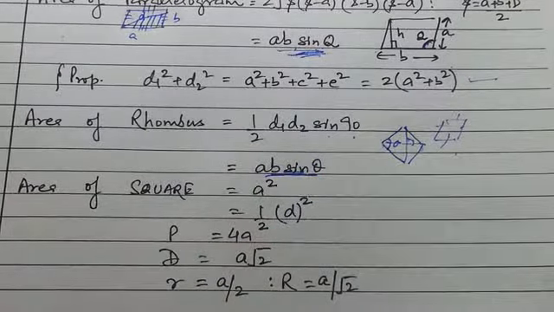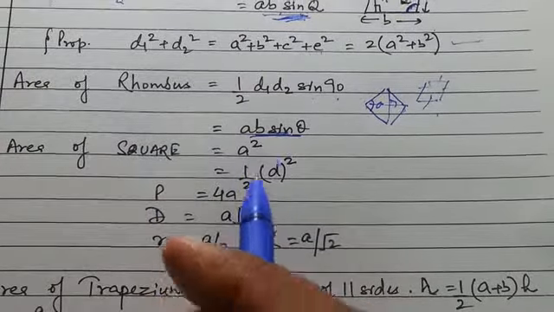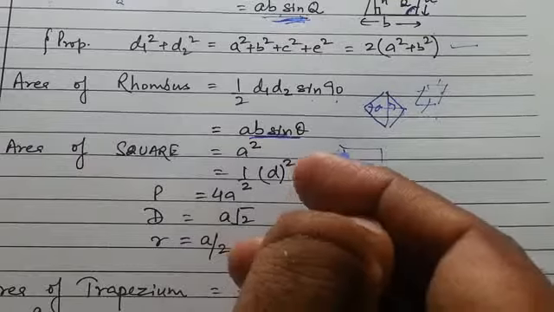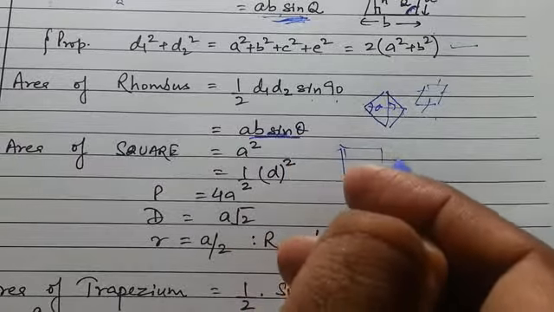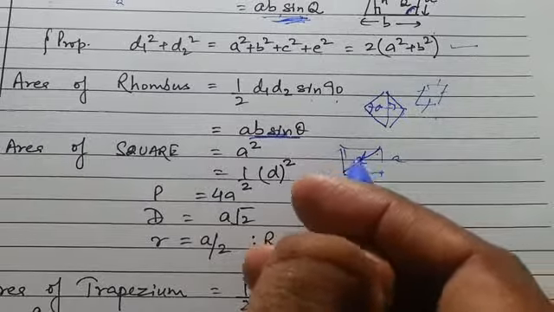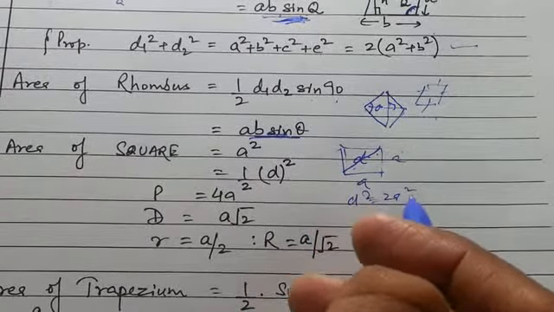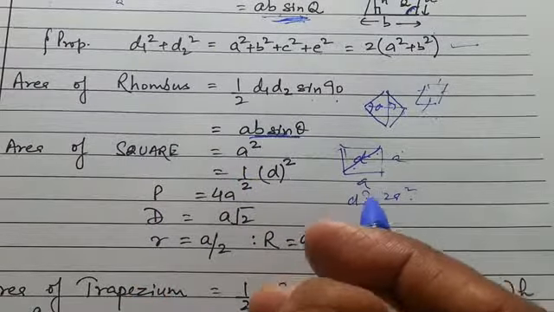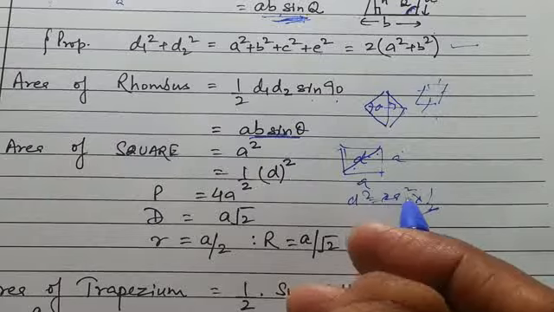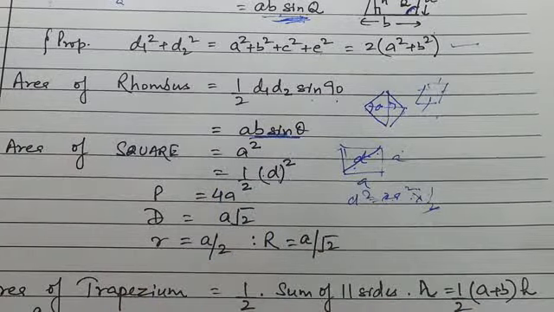Okay. Now the square. The area of a square is equal to a square if a is the side, and it is equal to half d square also, because if this is the figure, this is a, this is a, this is d. So what is d square? d square is equal to 2a square, and half into d square will give me a square. It is similar to this one. So it is equal to half d square if the diagonal is given.